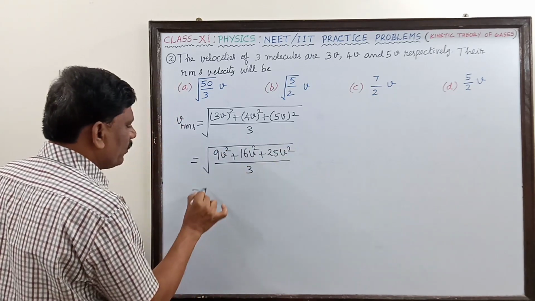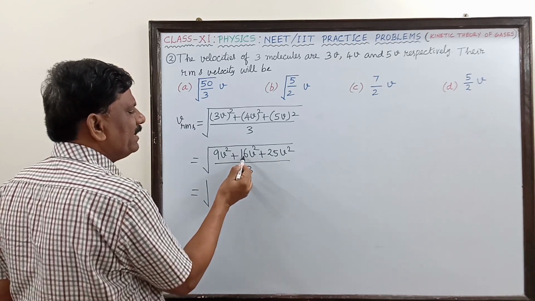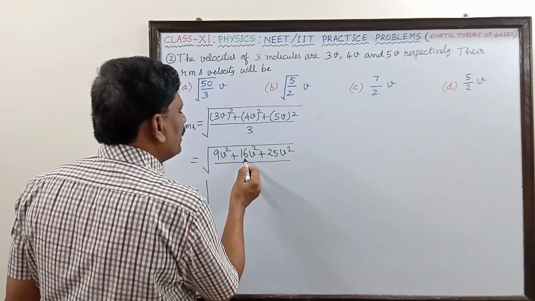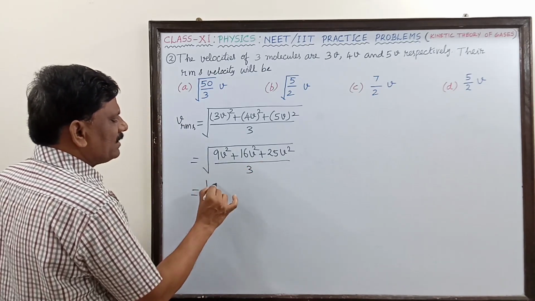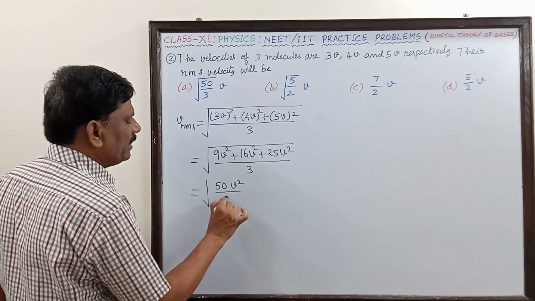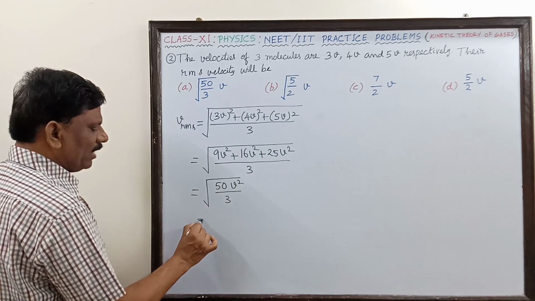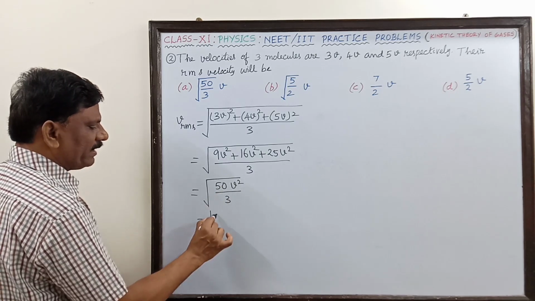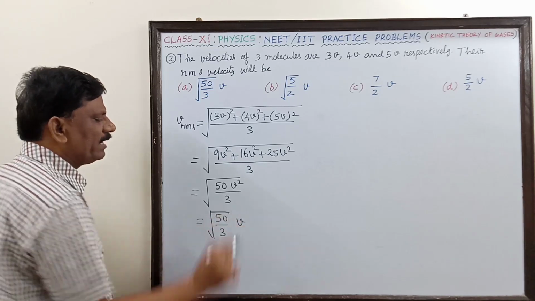And this is now equal to the square root of 25 plus 16 is 41, okay, 41 plus 9 is 50. So 50v squared divided by 3. So this v squared can be taken outside the square root. The remaining factor can be retained as the root of 50 by 3, times v.